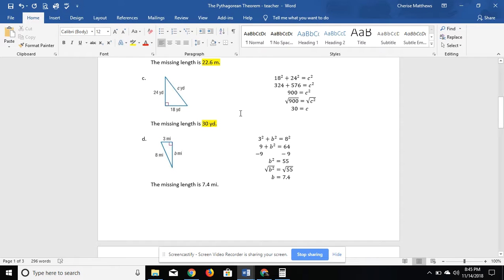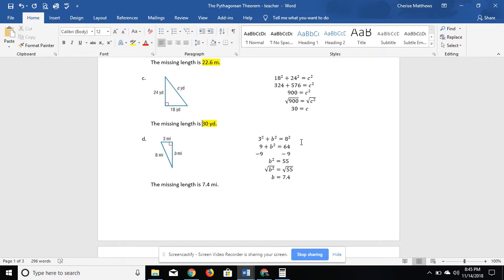If you notice on D, you have 3, you have 8, and you have B. How do I know which one is which, Ms. Matthews? Well, again, that little right angle, that 90 degrees, points at your hypotenuse, your C, and it's pointing at the 8. So 8 is C, and you notice I put that there. A squared plus B squared equals C squared. Your A is 3. Your 8 is C.